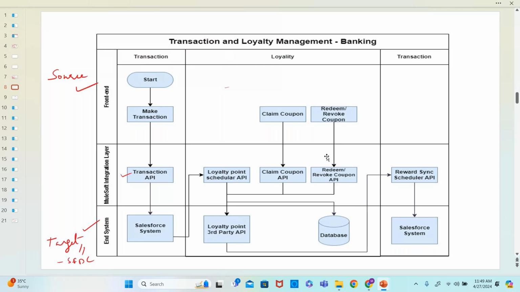Only the agreed partners will be available. For example, if they haven't tied up with Flipkart, this claim coupon API will not proceed for Flipkart, right? Only Amazon will be available. Exactly, because ICICI Bank and Amazon have partnered to provide customers with Amazon coupons, not Flipkart coupons.